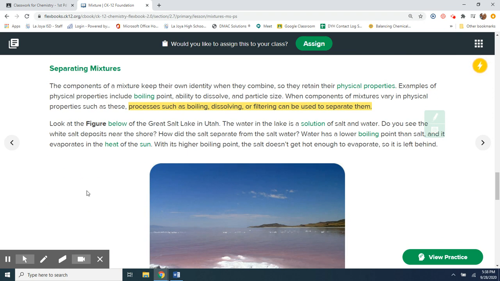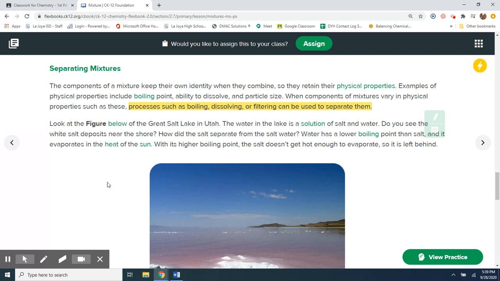Separating mixtures. When you're trying to separate or get a component out of a mixture, there are a couple of ways that you can do it. You have to think in terms of the physical property of the substance you're trying to get back: boiling point, melting point, ability to dissolve, and the actual size of the particles. Okay, and you could use these physical properties to get back the original component by boiling, dissolving, or filtering, or all three.